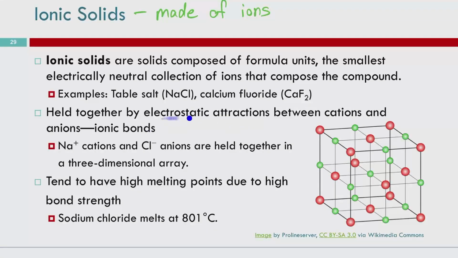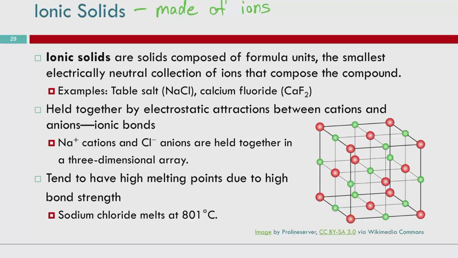These are held together by electrostatic attractions between cations and anions. Those are basically full positive and full negative charges. Those are going to be way stronger in terms of their magnet force than our hydrogen bonding. So the sodium and chloride ions in sodium chloride are going to be held together in 3 dimensions. So they're going to be held on all sides by different magnetic forces. These tend to have high melting points due to the high bond strength.